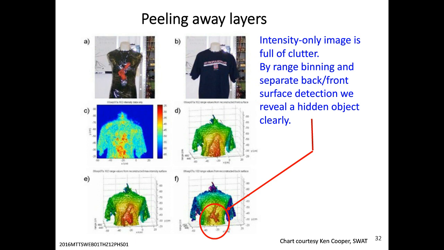But by using range binning, you can actually hone in on the object itself, the first reflection, as you see in D, or the reflection off the last item in the range bin in F, to actually bring out an object using a radar approach.